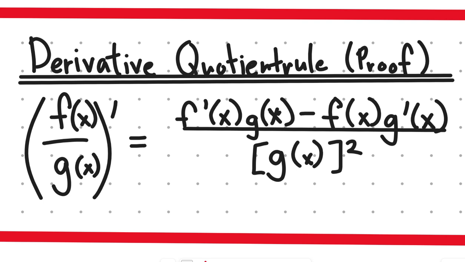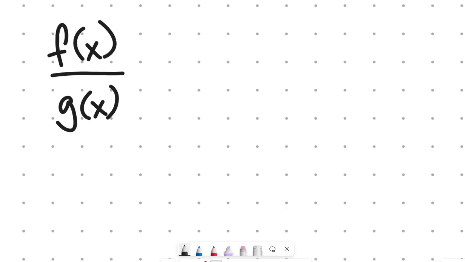In this video, we're going to prove the derivative formula for the quotient rule, stating that the derivative of the quotient of the two functions f and g is the derivative of f multiplied by the normal function g, subtracted by f times g prime, all divided by g of x squared. So let's dive right in.